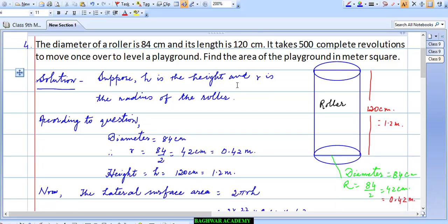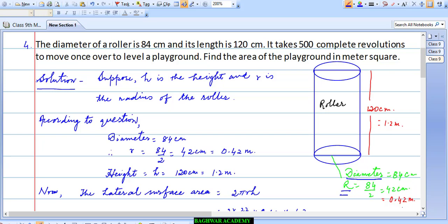Suppose h is the height and r is the radius of the roller. According to the question, the diameter has been given. The diameter is 84 centimeter. So what will the radius be? The radius will be half of that. If the diameter is 84 centimeter, the radius will be 84 by 2, it means 42 centimeter. And if you convert this into meter, that will be 42 by 100, it means 0.42 meter.